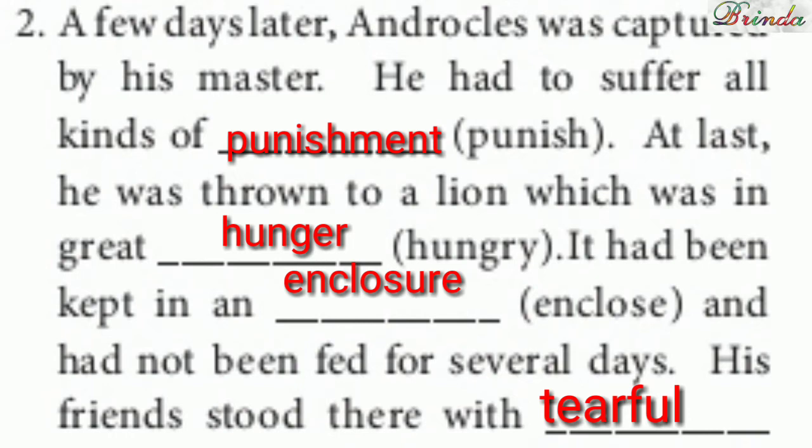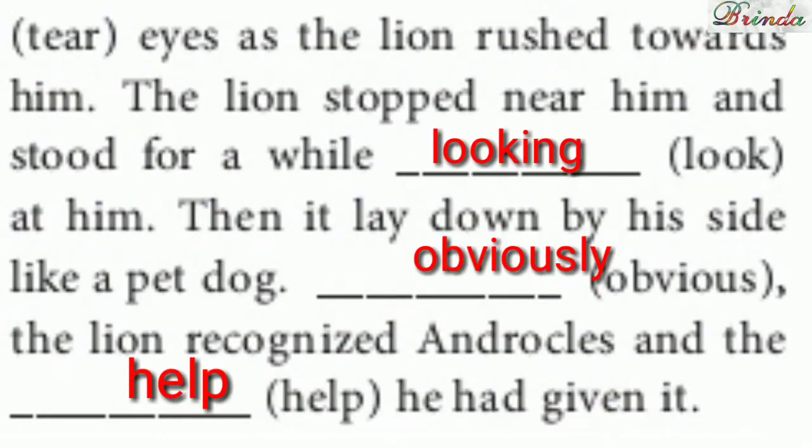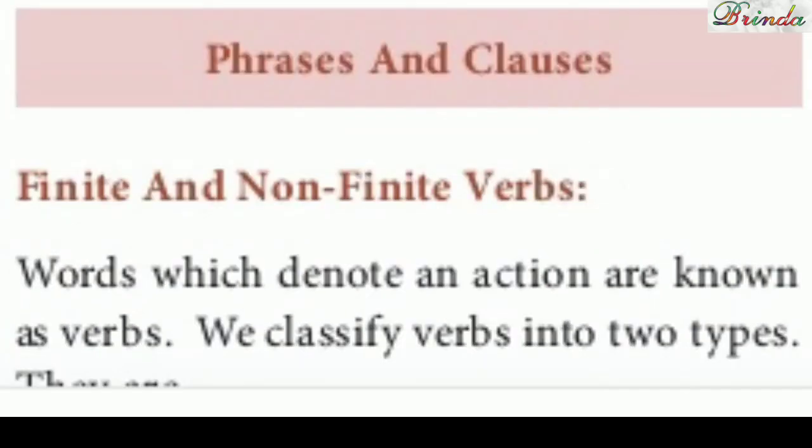His friends stood there with dash. Bracket word is tear. So stood there with tearful eyes as the lion rushed towards him. The lion stopped near him and stood for a while. Dash. So bracket word is look. Looking at him. Then it lay down by his side like a pet dog. So bracket word is obvious. Obviously, the lion recognized and wriggles, and the bracket word is help. Okay, help he had given. Fine, children. Now moving on to phrases and clauses.